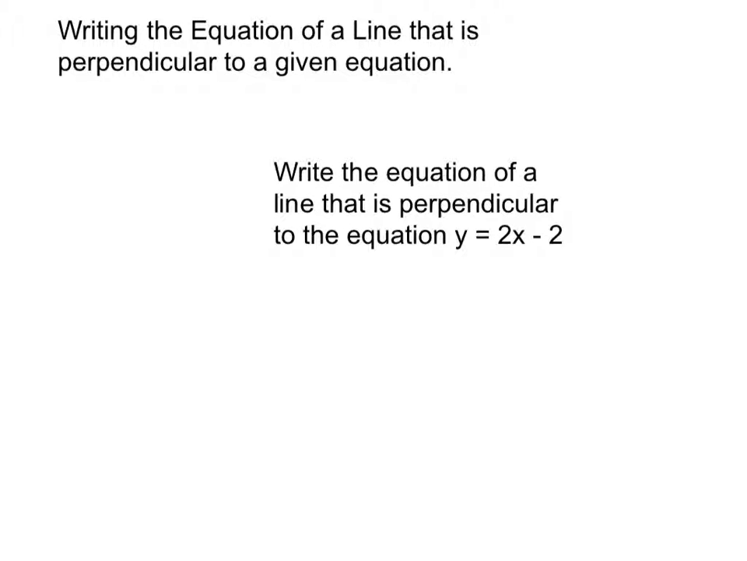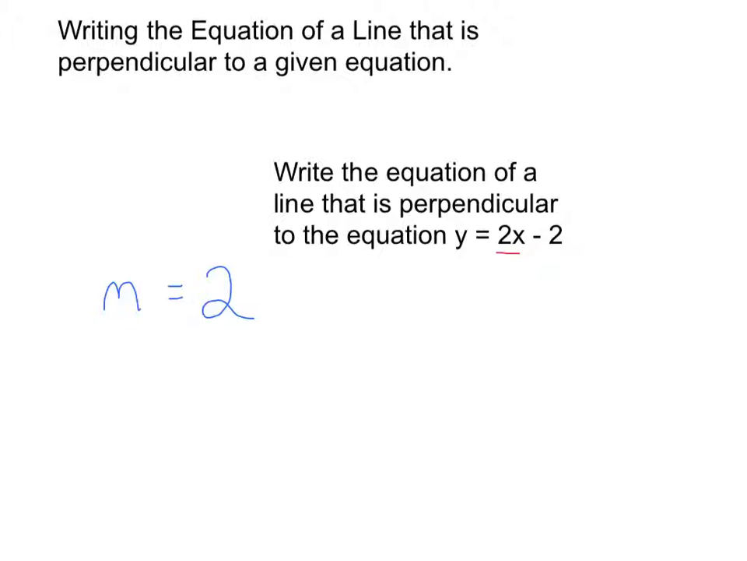In this video, we're going to take a look at writing the equation of a line that is perpendicular to a given equation. So I want you to write the equation of a line that's perpendicular to the equation y equals 2x minus 2. What I have to identify first is the slope of my given equation. So my slope is 2. So I know that I need to find a slope that is perpendicular to a slope of 2.